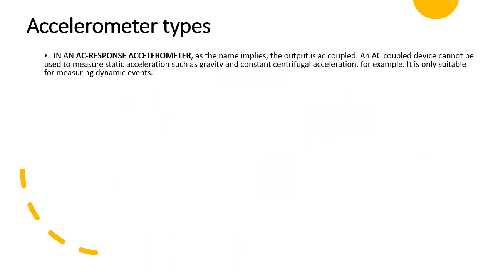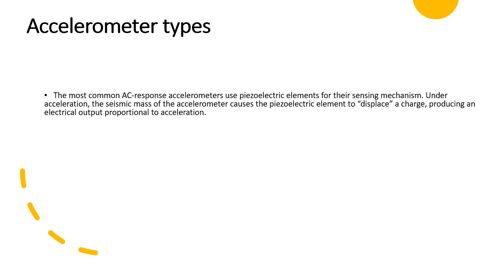AC response accelerometers, as their name implies, are AC coupled, so they cannot be used for measuring static accelerations such as gravity and constant centrifugal accelerations, which makes them suitable only for measuring dynamic events. The most common type of accelerometers use piezoelectric elements for their sensing mechanism. Under acceleration, the seismic mass of the accelerometer causes the piezoelectric element to displace a charge, which produces an electrical output equivalent to that acceleration.